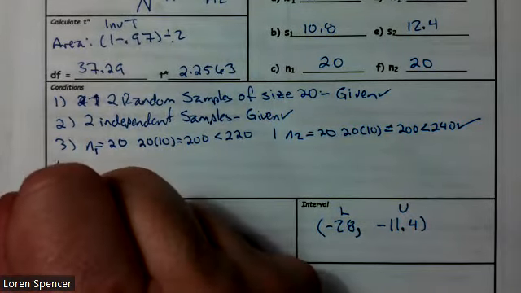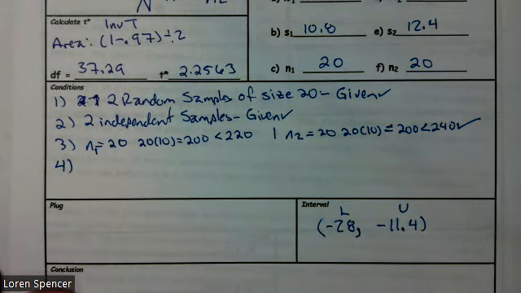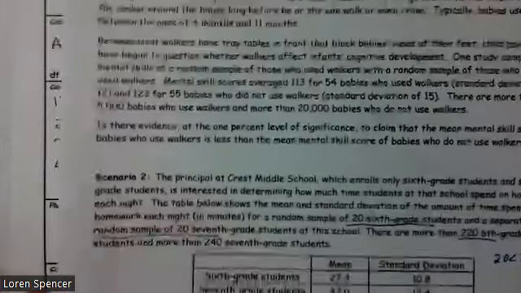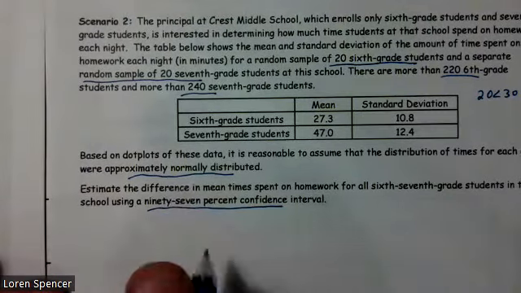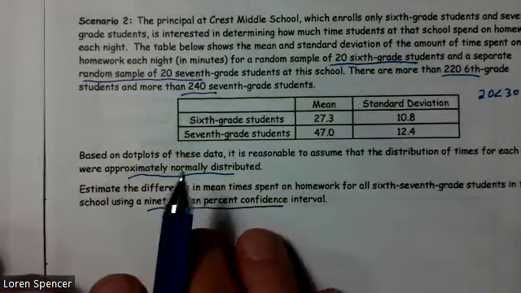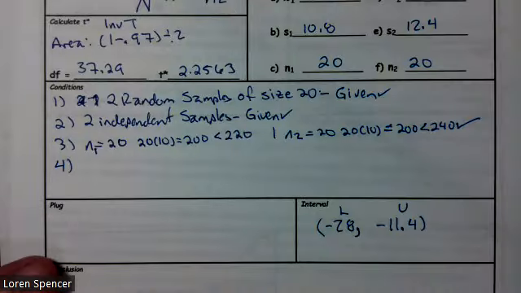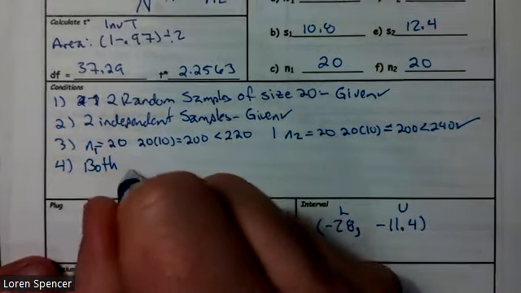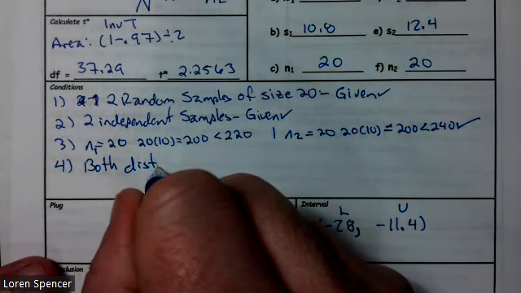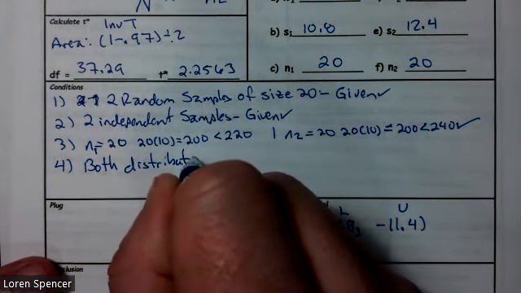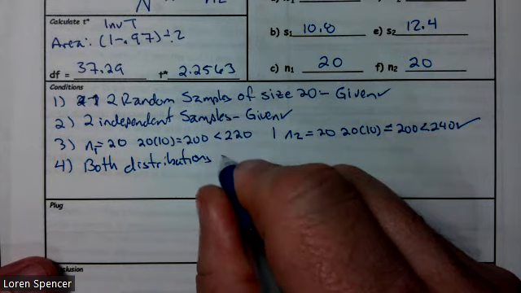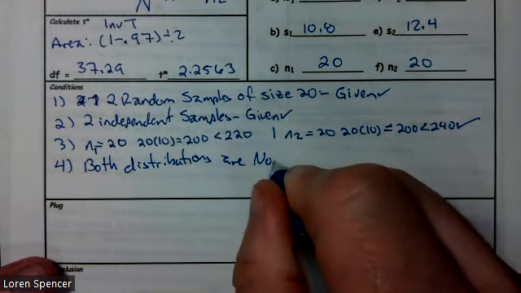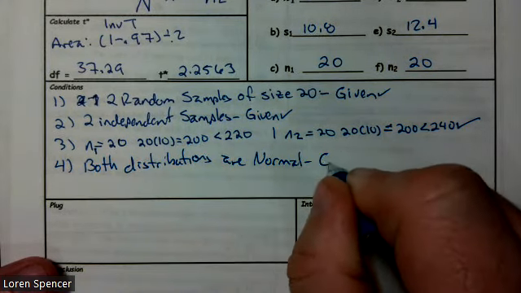All right, normality. It's not normal by central limit theorem because our sample size was too small. But when we look back, they apparently did some dot plots and they said that they were normally distributed. So both distributions are normal, and that's given.